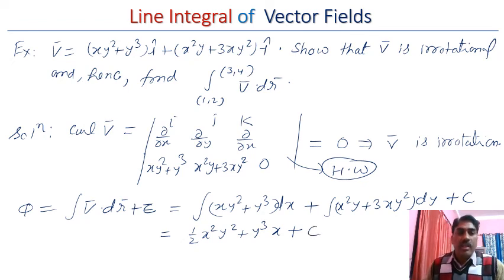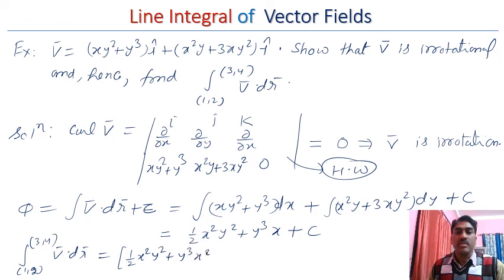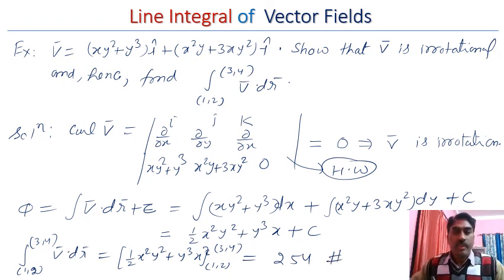Now we have phi, and with the help of this phi you can compute the integral from (1,3) to (2,4) of V dot dr. This is simply 1 by 2 x square y square plus y cube x, with limits 1 to 2 and 3 to 4. So either put limits of x first or put the limit of y first, and you will get 254. So this is the method of obtaining a line integral if a vector is irrotational.